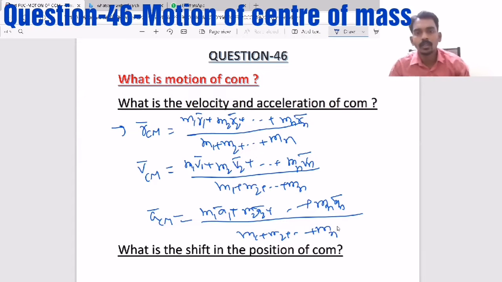So the main thing you have to take care of is the direction of velocities or accelerations of the individual particles. When you consider the proper direction, you will get the proper vector representation. If they are already given in vector representation, then no problem. But if they did not give it, then according to the given data, you have to take the velocities or accelerations in terms of vector representation. Then only you will get the proper answer. So this is the formula for velocity and acceleration of the center of mass.